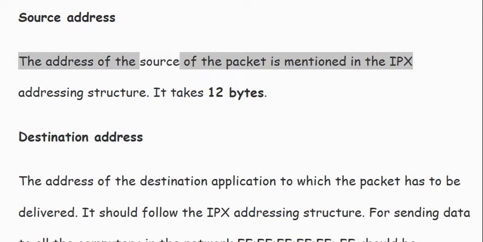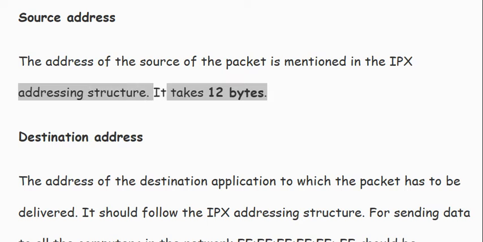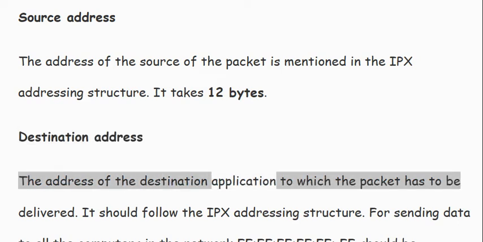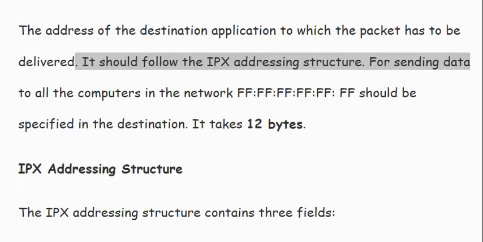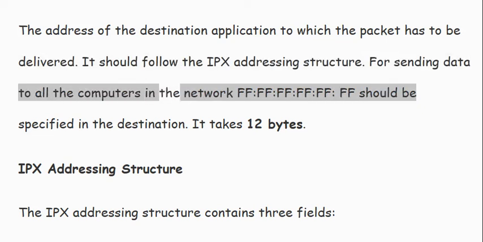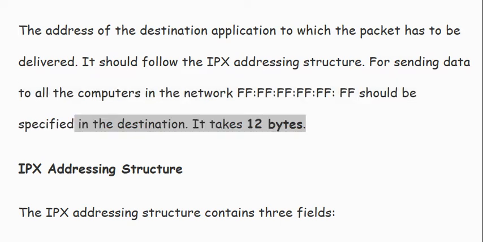Source address. The address of the source of the packet is mentioned in the IPX addressing structure. It takes 12 bytes. Destination address. The address of the destination application to which the packet has to be delivered. It should follow the IPX addressing structure. For sending data to all the computers in the network, FF should be specified in the destination. It takes 12 bytes.